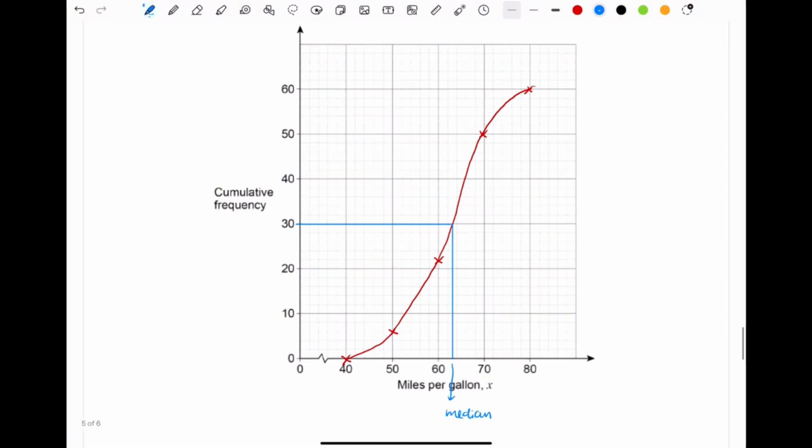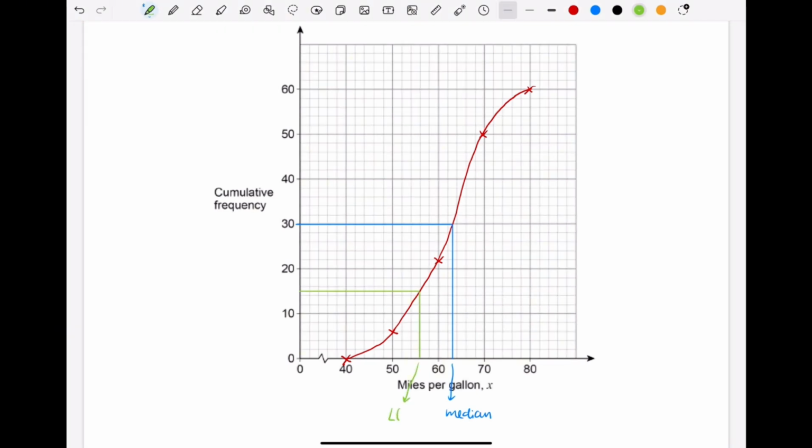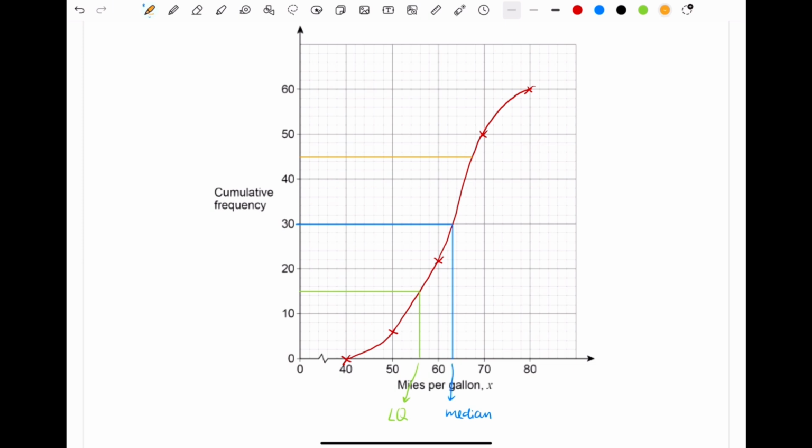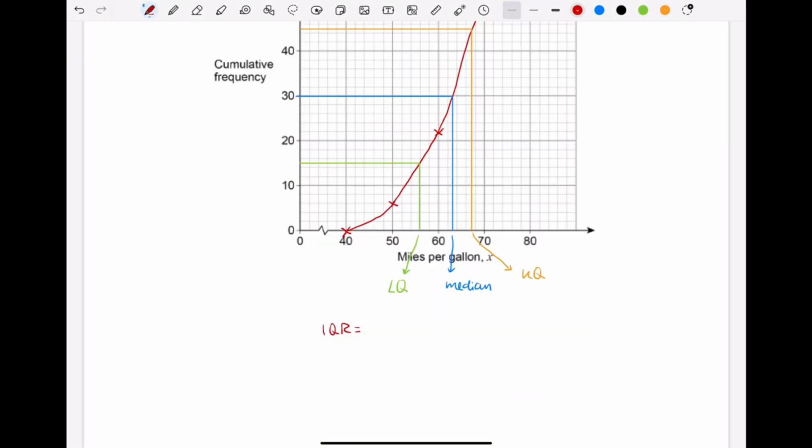To find the lower quartile, we need to find the median of the first 30 data, which is 15, and this is our lower quartile. Similarly, 45 is going to be our upper quartile. In order to find the interquartile range, what we need to do is find the difference between the upper quartile and the lower quartile.